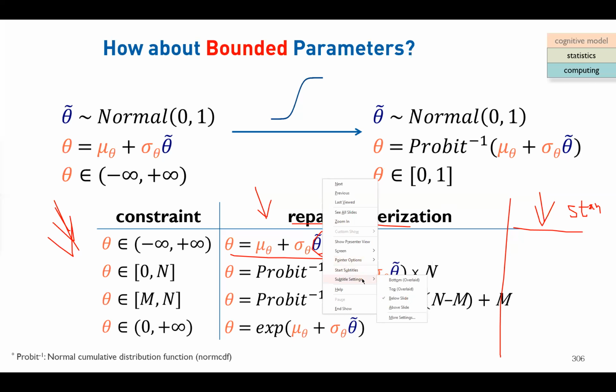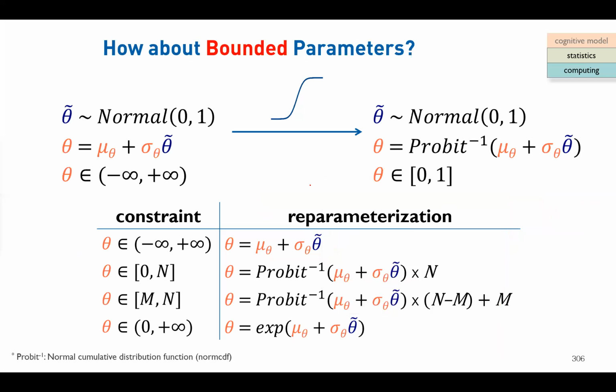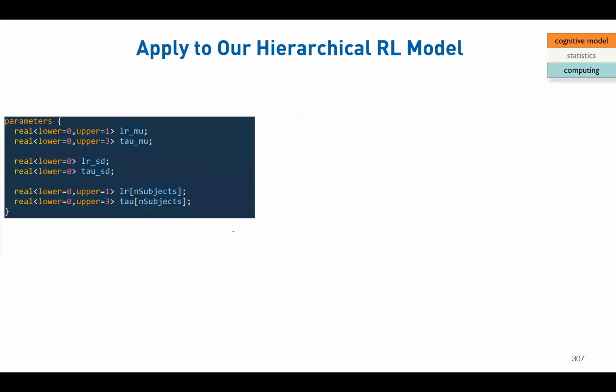good. So now we will be ready to go back to our hierarchical version of the Rescorla-Wagner model, where we have the learning rates and the softmax temperature. Both of the parameters are bounded, and we will now employ the newly learned reparameterization approaches to reparameterize our model. Okay, this is what we will do now. This is our original version of the simple Rescorla-Wagner, the hierarchical version, where we have the group level and, at the same time, the individual level.